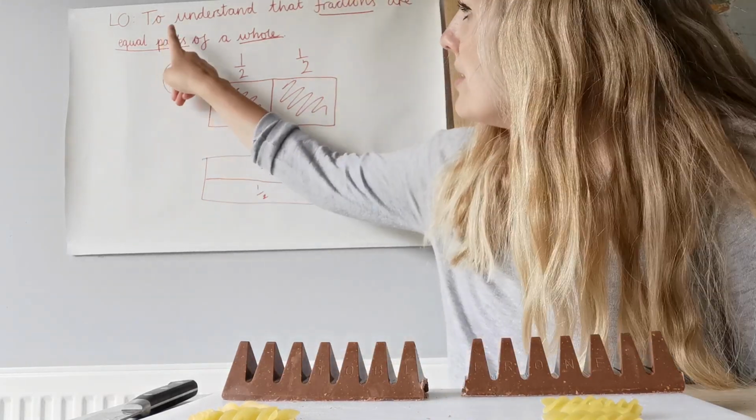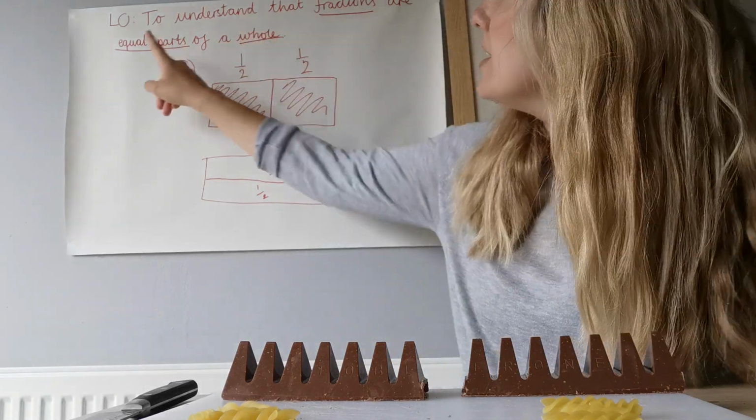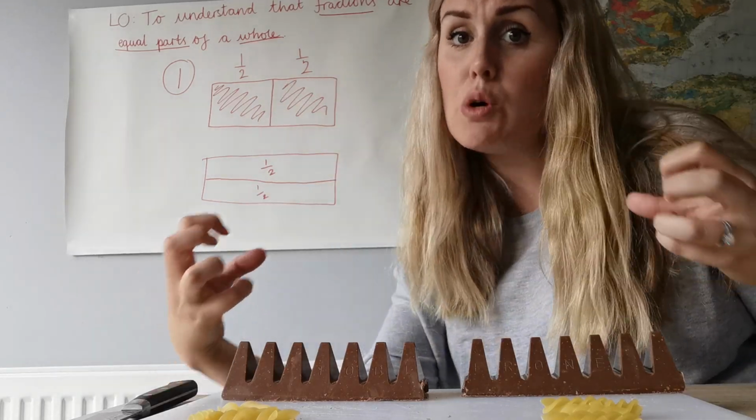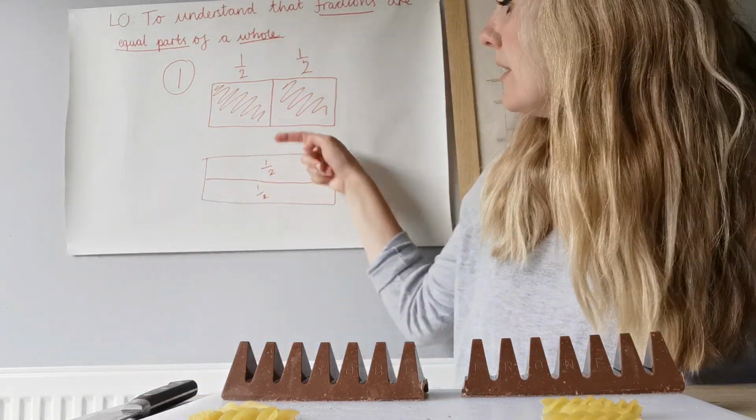So remember, we're understanding that fractions are equal parts of a whole and we're finding a half. So that means we need 2 equal parts of our whole, just like this.